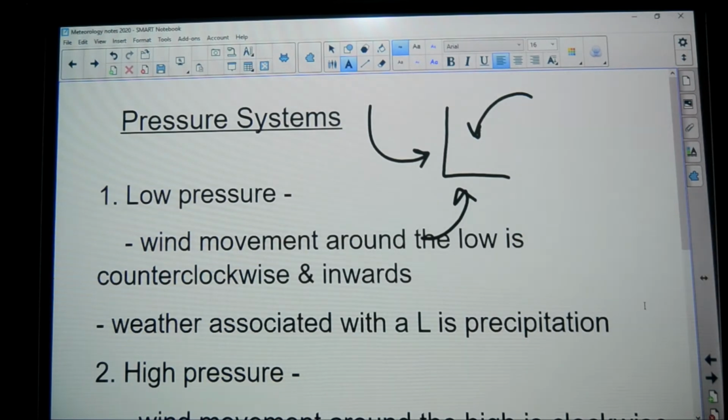All right, as it moves upwards, remember, it's expanding, so it's cooling, and it's eventually going to hit its dew point. With that one, low pressure is usually associated with precipitation.